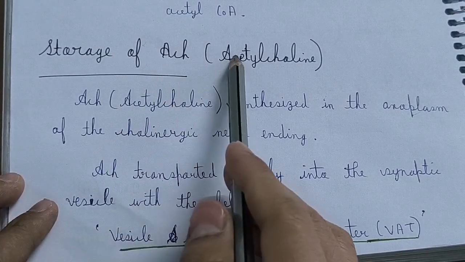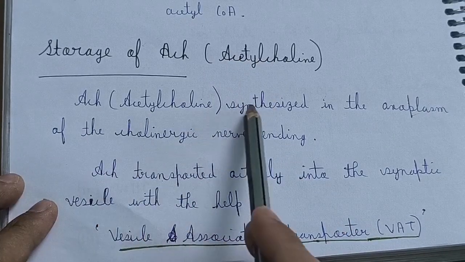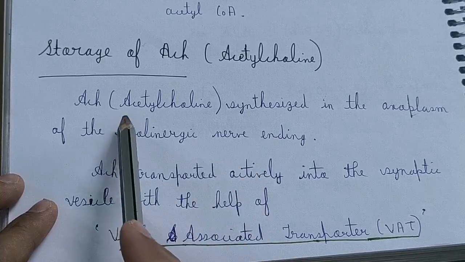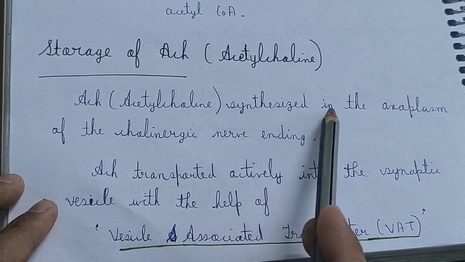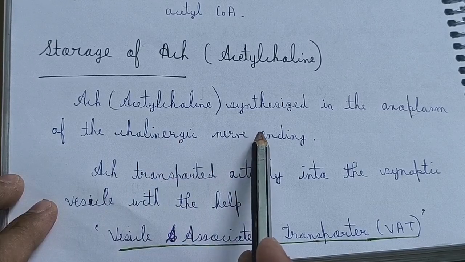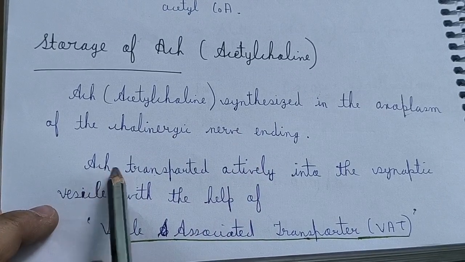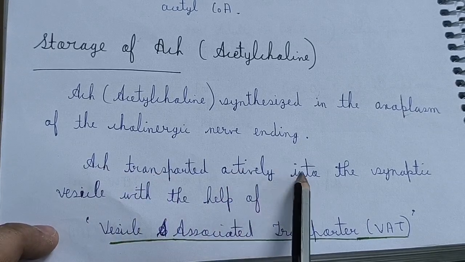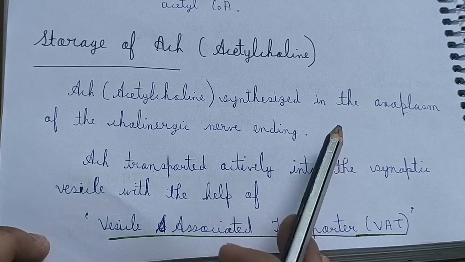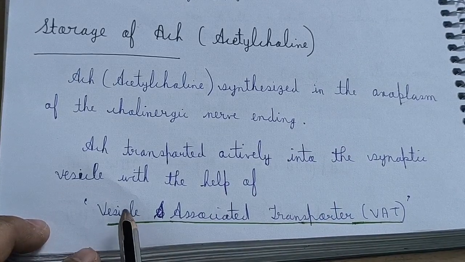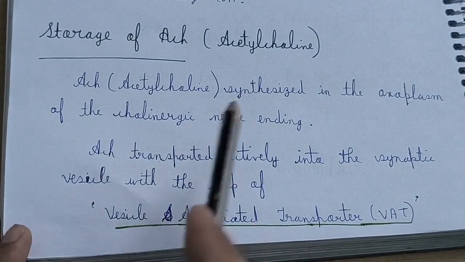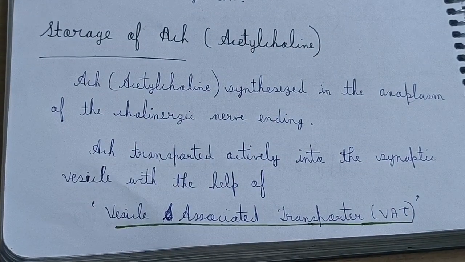So friends, storage of acetylcholine, ACh. Acetylcholine is synthesized in the axoplasm of the cholinergic nerve ending, or you can simply remember that acetylcholine is synthesized in the axoplasm of the axon terminal of the cholinergic nerve. Now acetylcholine is transported actively into the synaptic vesicle with the help of a transporter, and that transporter is the VAT, the vesicle associated transporter. So this is the main description about the storage of acetylcholine.